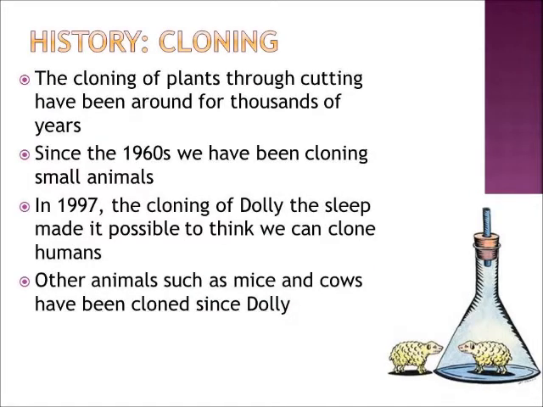History. Cloning. The cloning of plants through cutting had been around for thousands of years. Since the 1960s, we have been cloning small animals. In 1997, the cloning of Dolly the sheep made it possible to think we can clone humans. Other animals, such as mice and cows, have been cloned since Dolly.